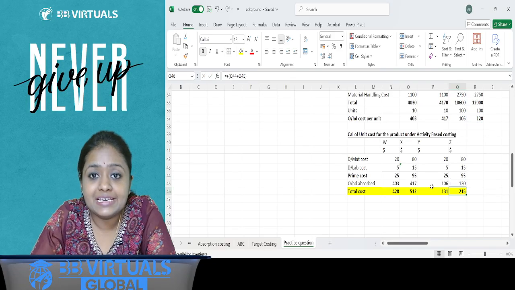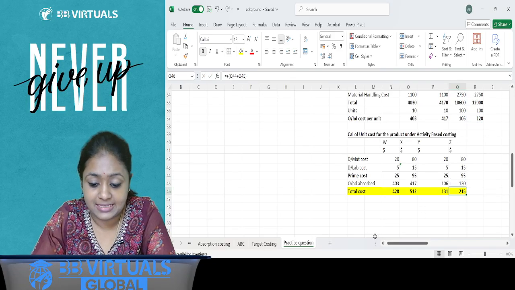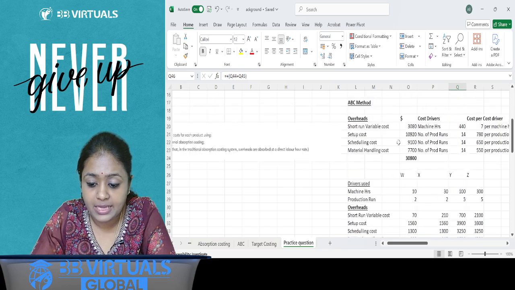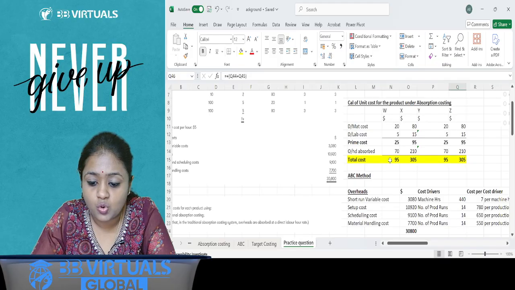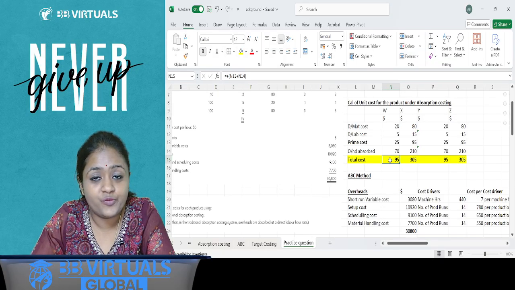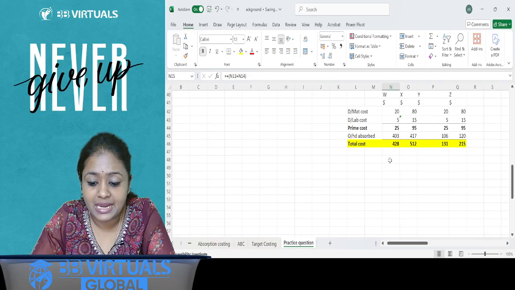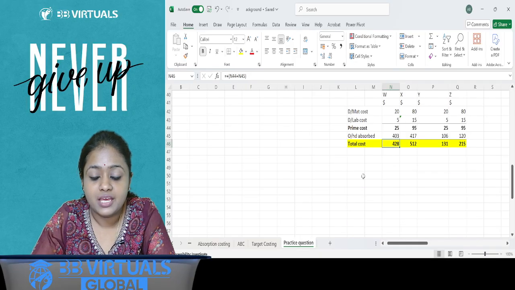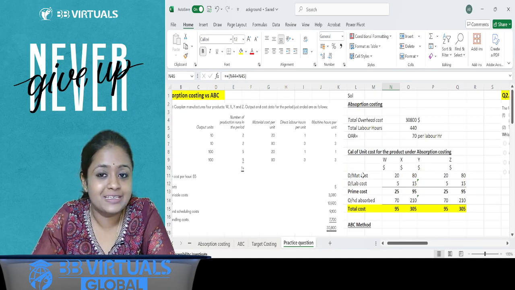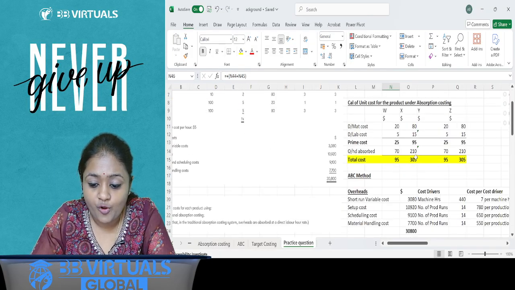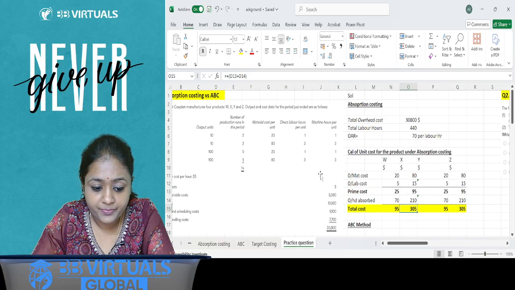What do you find? Now let's do a comparative analysis. Okay, for product W, total cost was 95. Total cost was only 95. And here I'm getting a huge difference. It's 428. Again, for X, the total cost was 305.